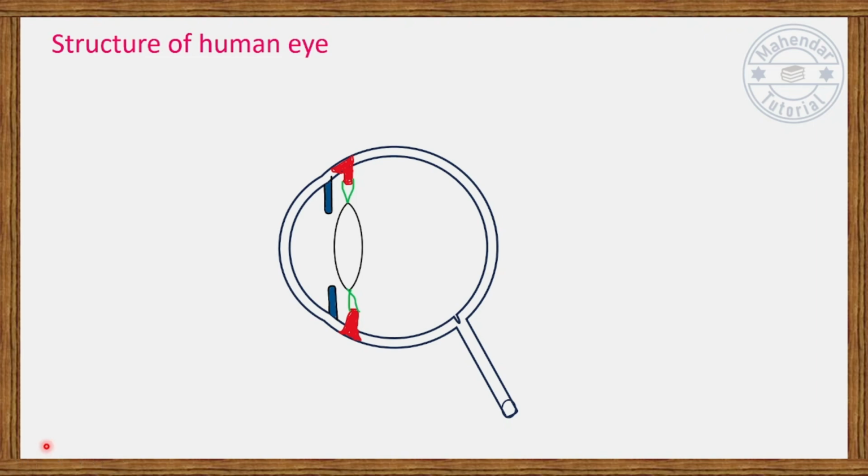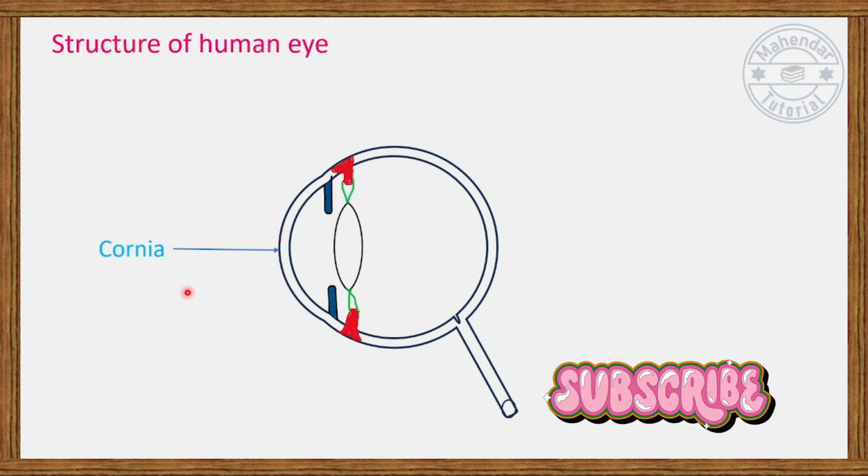See, this is the schematic diagram of human eye. First of all, we can see the front portion of the eye. This is known as cornea. Cornea is bulged outside. It acts as a convex surface. The light which is coming from the object enters into our eye through the cornea. Cornea is a transparent substance.